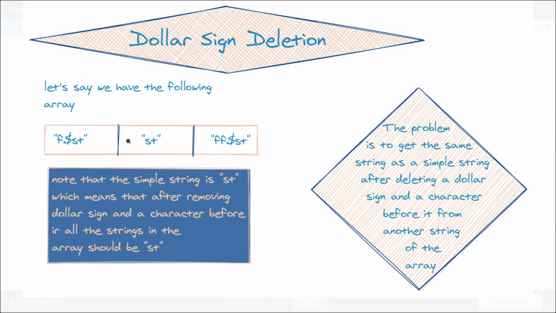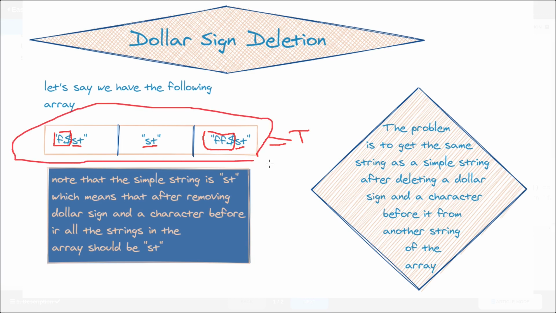Okay, let's look at this example. We have the dollar sign here. So we're going to cut this out, cut this one out, and we're also going to cut this one out. So we are left with st, st, st. If all items in the list are the same, we should return true. But if all the items here are not the same, then we should return false. So this is pretty straightforward.